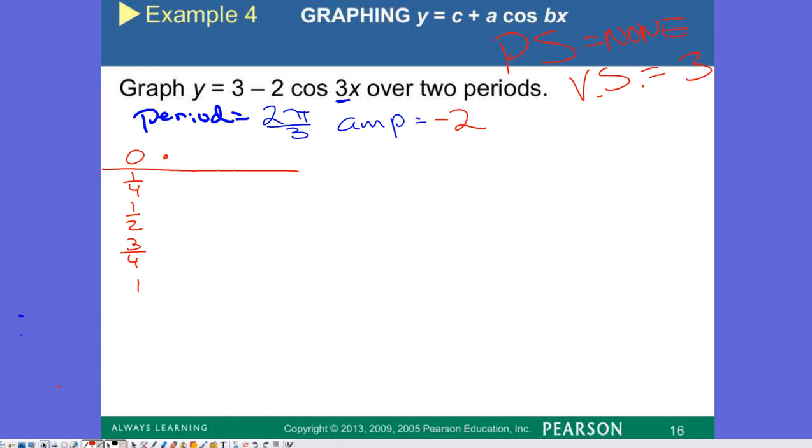All right. So what am I going to multiply this by? 2 pi, right? 2 pi over 3, because that's my period, right? Okay, do that. All my parts.